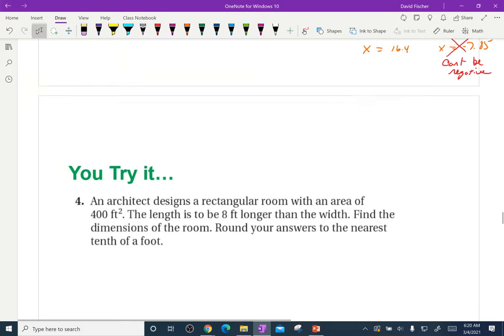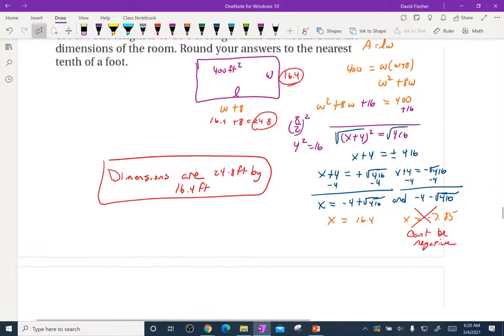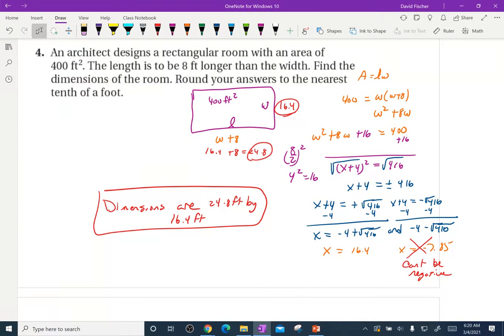All right. So here's what I got for dimensions, and here's all my work. That is a ton of work. I got 24.8 feet by 16.4 feet. Now, if you look at my work over here, here's where my square roots were. I need a square root of 416, which was a decimal. So I said, okay, I'm just going to leave it as that. And I had a -4 plus the square root of 416 and a -4 minus the square root of 416. I hope I did 416 and not 410 over there. Oh, well, it doesn't matter anyhow because you can't have a negative.